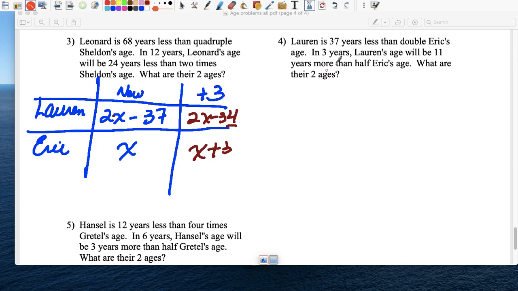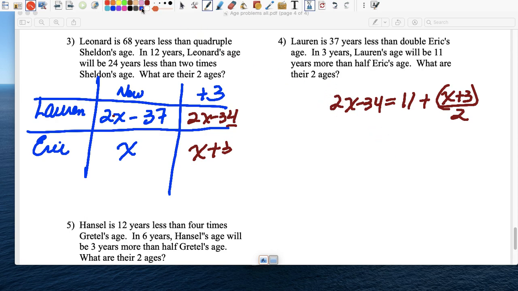So now, in 3 years, Lauren's age, 2x minus 34, will be, in other words, equal 11 more than half of Eric's age. So we're going to take Eric's age, x plus 3, and divide it by 2. All right, so there's a little bit of everything here, right? So now we can clear that fraction. We can clear it here if you don't want to deal with that denominator.